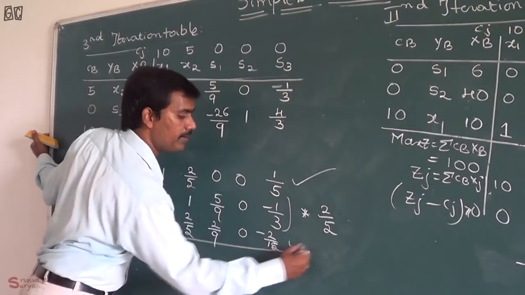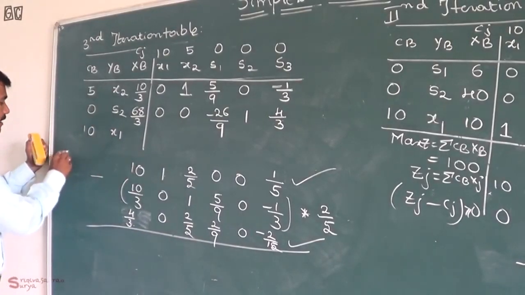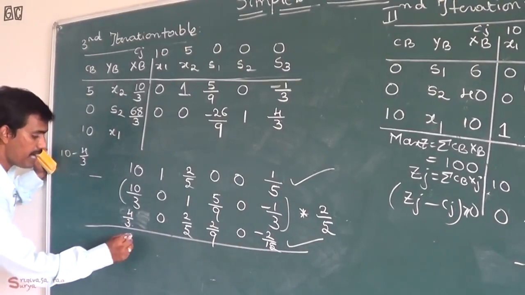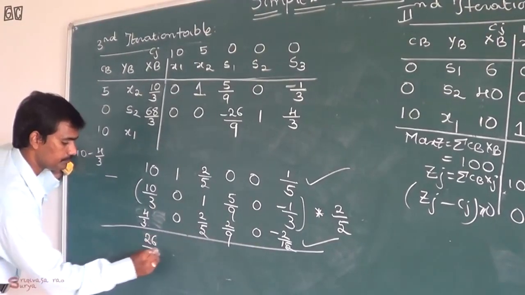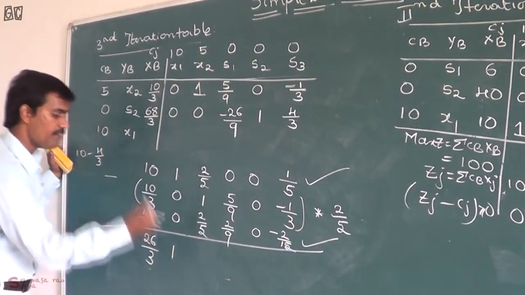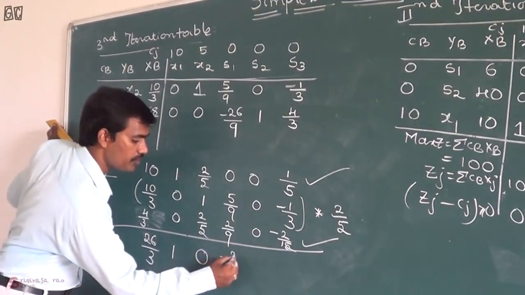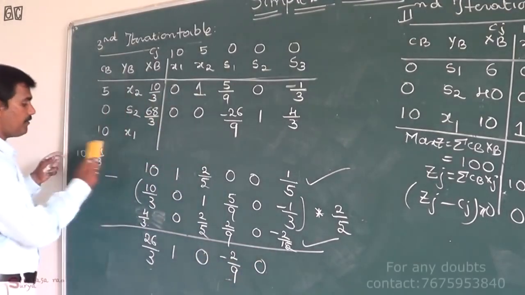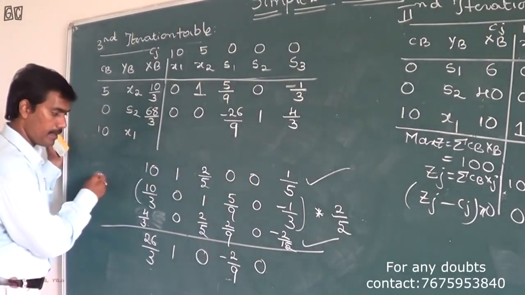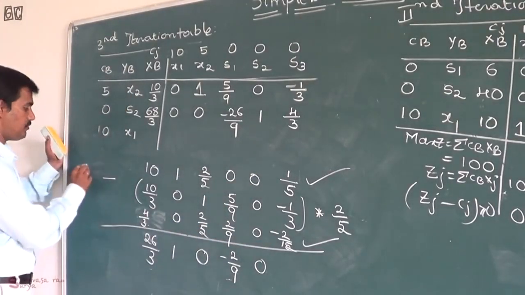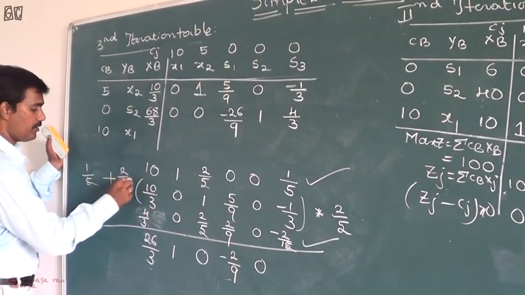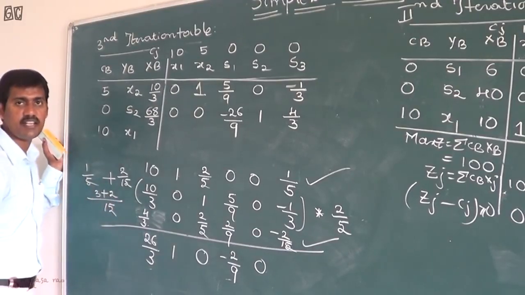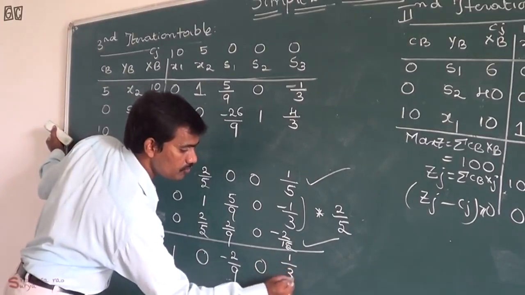Now we have 2 by 5 and again 2 by 5. So without loss of generality, I am subtracting these two. 10 minus 4 by 5, that is 30 minus 4, that is 26 by 3. 1 minus 0, 1. 2 by 5 minus 2 by 5, 0 as usual. So that's what we are looking for. 0 minus 2 by 5, that is minus 2 by 5, 0 minus 0, 0. And 1 by 5, minus into minus plus, so that is 1 by 5 plus 2 by 15. So LCM is 15, that is 5 by 15, that is 1 by 3.